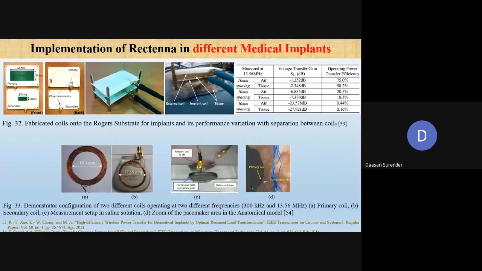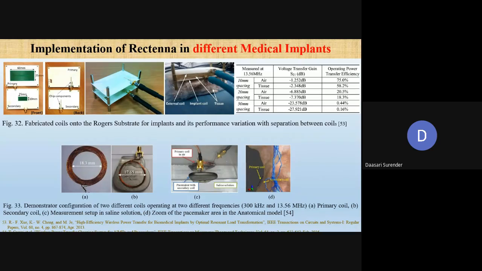Different near field approaches for medical implants are presented in this. In the first one, a coil is placed in the tissue, and the other one is placed nearby that tissue, and the corresponding performance is observed experimentally. From that, by increasing the spacing, similar kinds of performance results are observed when it is placed in air.